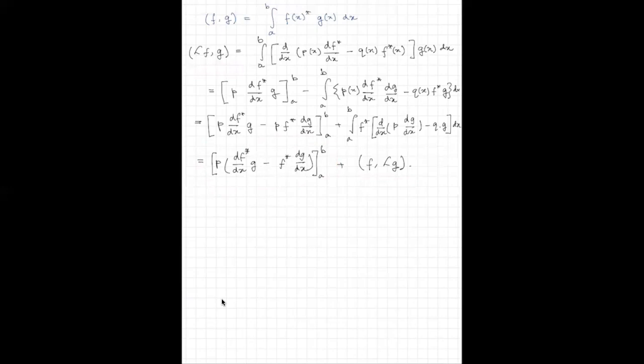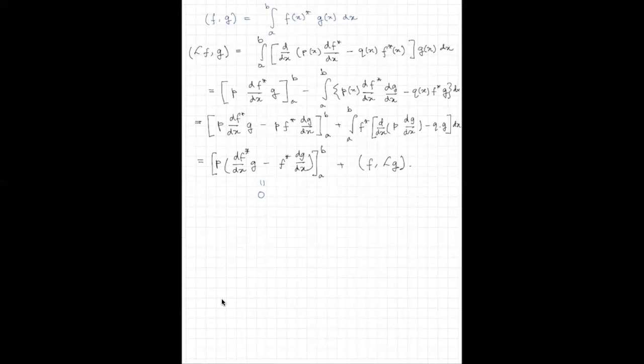So you need that this term has to be equal to 0. So provided we restrict our attention to functions that obey this particular boundary condition, we have been able to show that the Sturm-Liouville operator is self-adjoint. Okay.